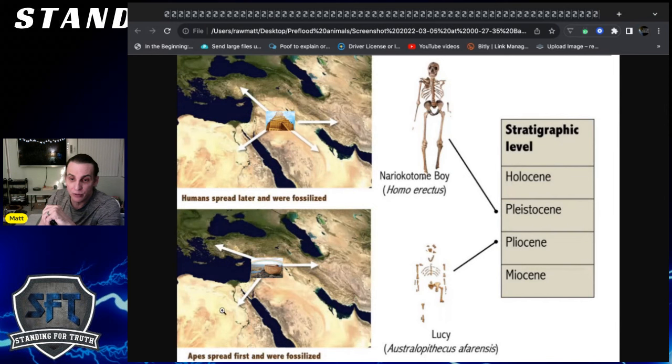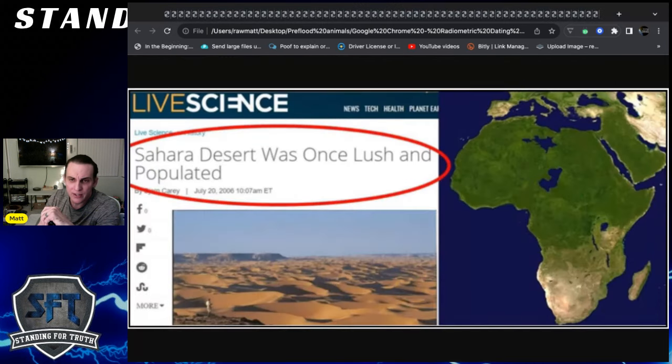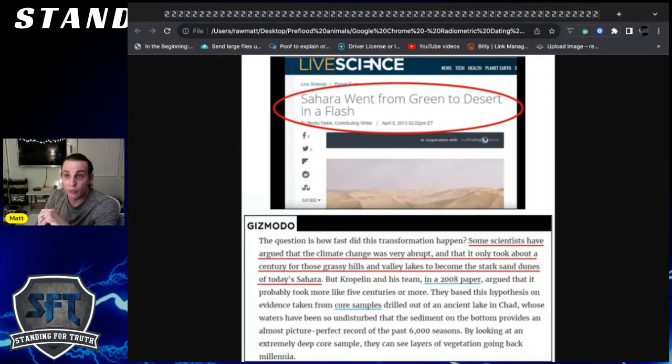They went into Africa, and Africa was lush and green at that time. And the animals that lived in that region were doing just fine until that melt off happened. Humans hadn't even inhabited that region yet. There was nothing even there for us. So it went from green to desert in a flash. It went that way extremely fast.